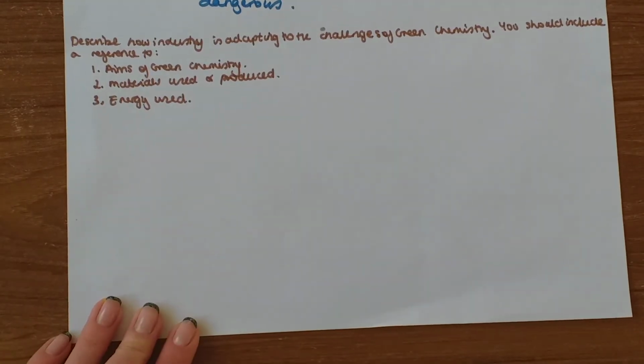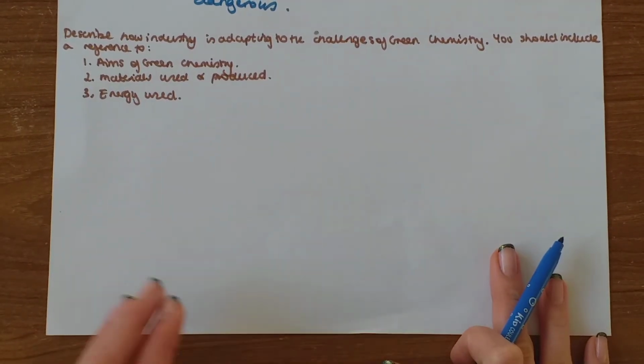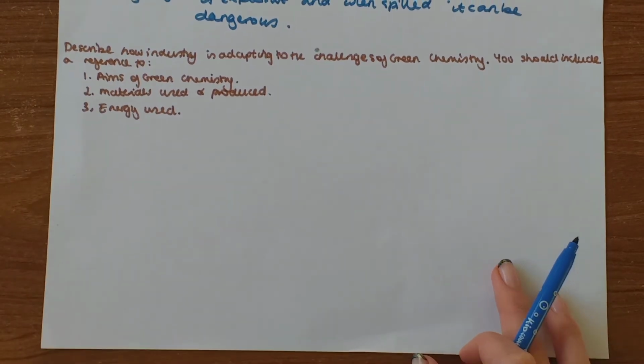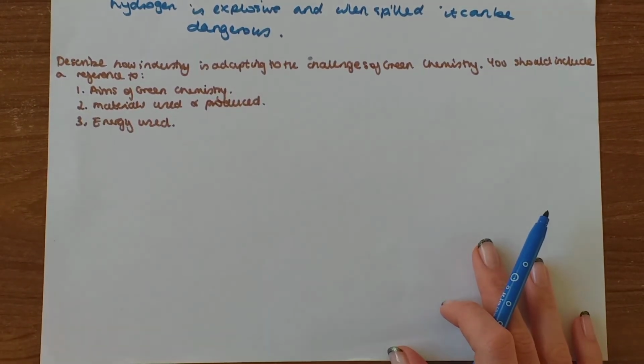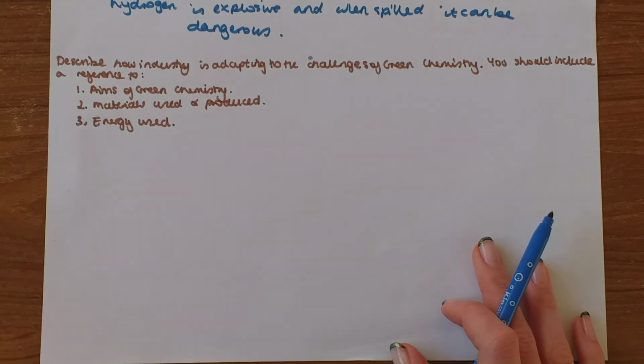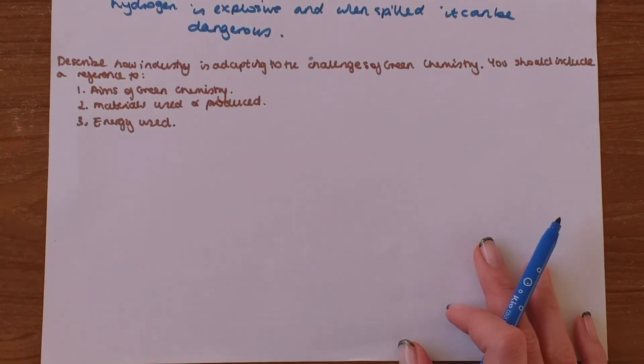And this is our last question. It's a big question. It will probably be a 6 mark or something. Describe how industry is adapting to the challenge of green chemistry. You should include a reference to aims of green chemistry, materials used or produced, and the energy used.